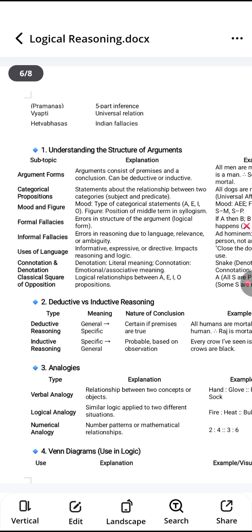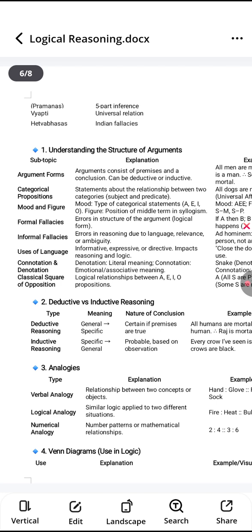Mood, that means A, E, E, and if we talk about the figure, this one is M, P and S, M and S, P. Next we have formal fallacies, that means error in structure of the argument. This is called formal fallacies. Next we have informal fallacies, that means error in reasoning due to language relevance or ambiguity.